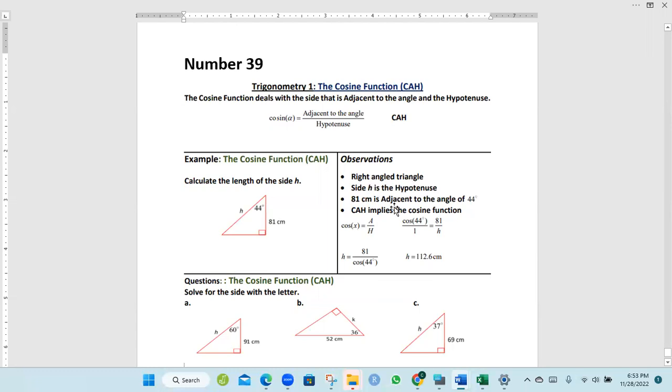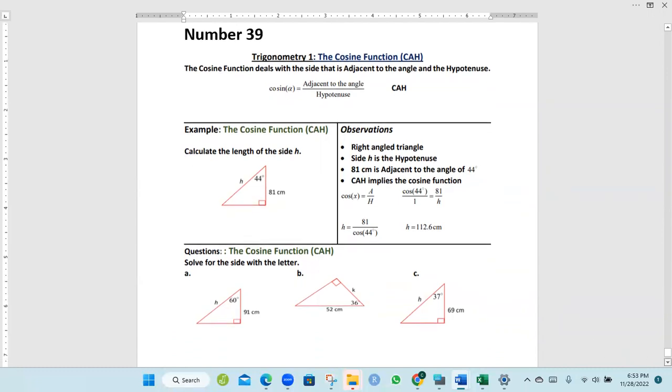So adjacent and hypotenuse, you're talking about cosine, and here is the formula. Cosine of x is A over H. Cosine of 44 degrees over 1 is 81 over H, because 81 is adjacent to the angle. So you substitute 81 in A, and you substitute small h in H. You cross multiply and divide. You always divide by the number diagonally away from the letter. So we have to divide by cosine of 44 degrees. So 81 times 1 is 81 divided by cosine of 44 degrees, h is equal to 112.2 centimeters.